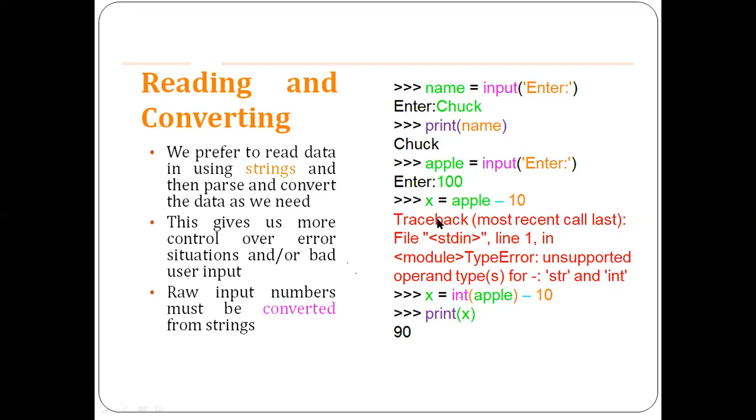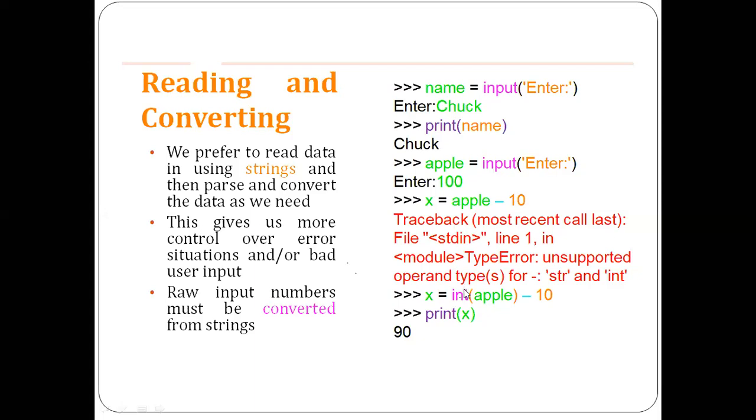To check that, we do x equal to apple minus 10. Now what you have understood is that 100 is nothing but an integer, but actually it is treated as a string. That's why it has given an error message stating unsupported operand type(s) for minus: string and integer. Here apple is a string, whereas 10 is an integer, so we are subtracting an integer from a string, which leads to an error.